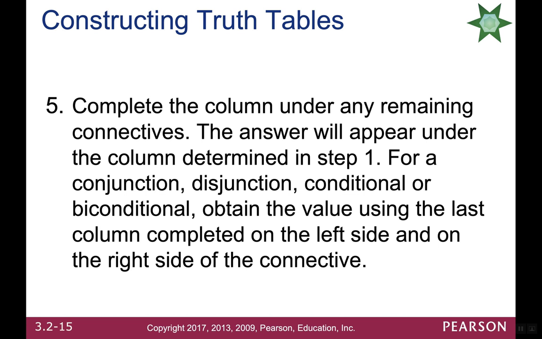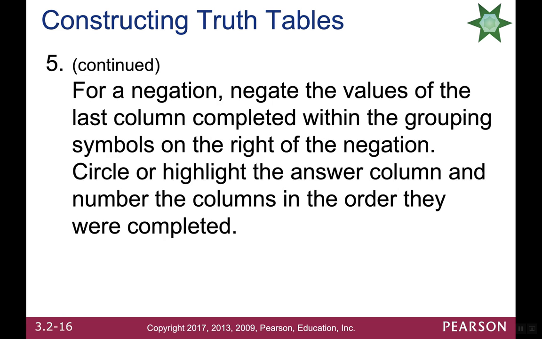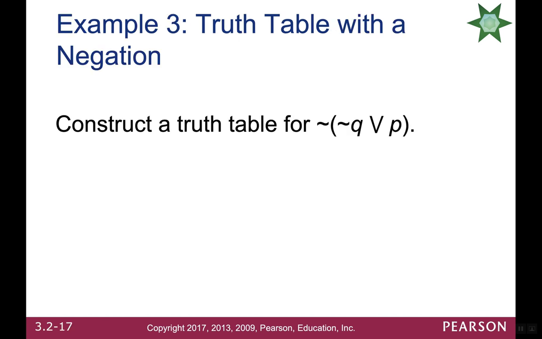For a conjunction, disjunction, conditional, or biconditional, obtain the value using the last column completed on the left-hand side and on the right-hand side of the connective. For a negation, negate the values of the last column completed within the grouping symbols on the right of the negation. Circle or highlight the answer column and number the columns in the order they were completed.